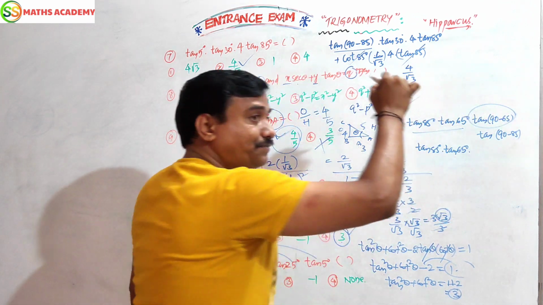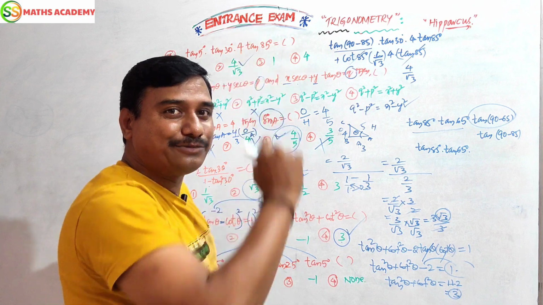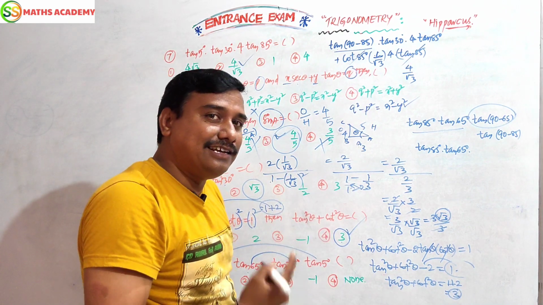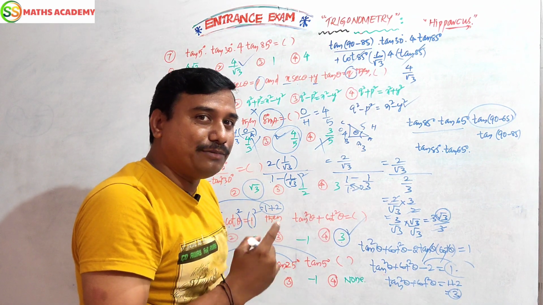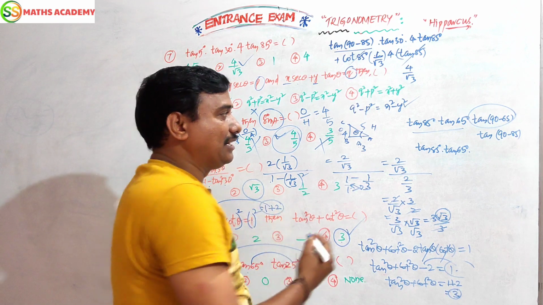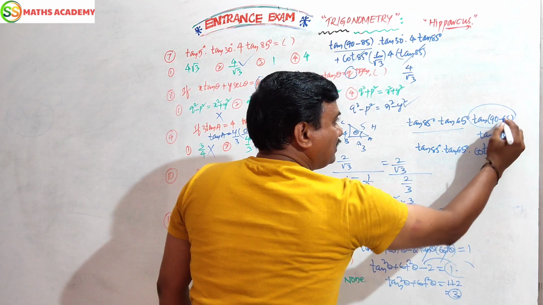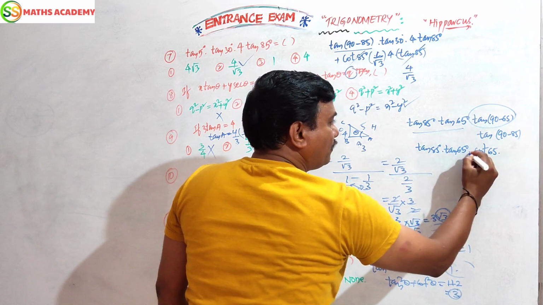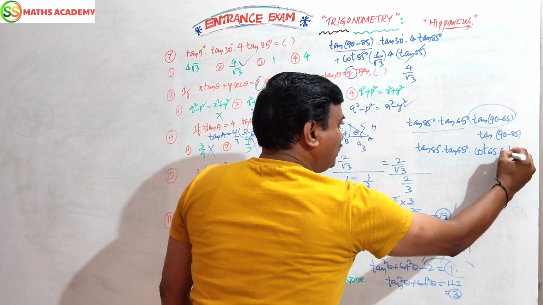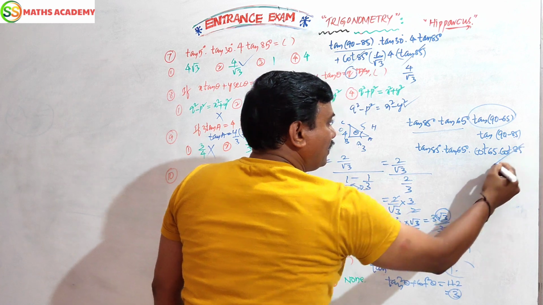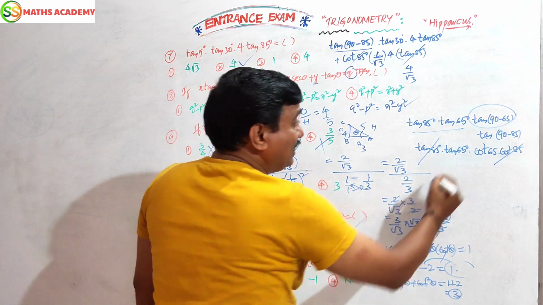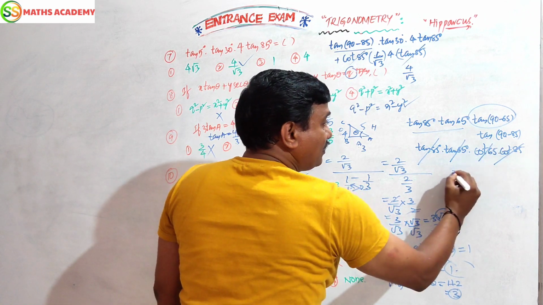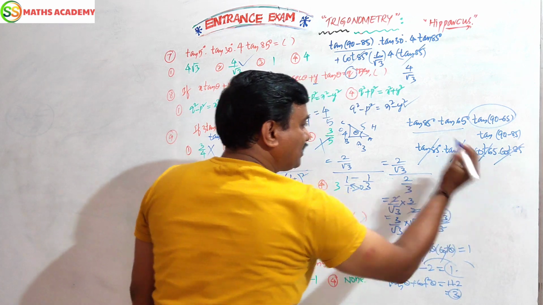For complementary angles, tan becomes cot. Cot of 90 minus theta equals tan theta, so cot 65 and cot 85 will come. Tan 85 and cot 85 get cancelled. Tan 65 and cot 65 get cancelled. 1 into 1 into 1 into 1. 1 is the answer.